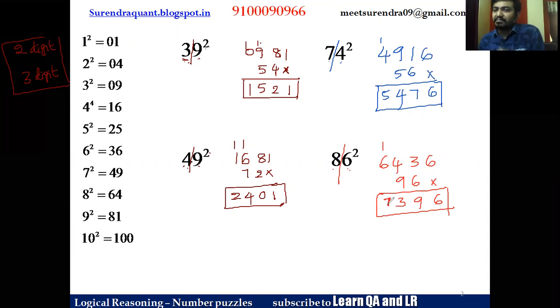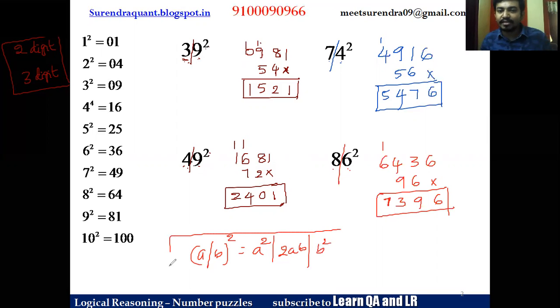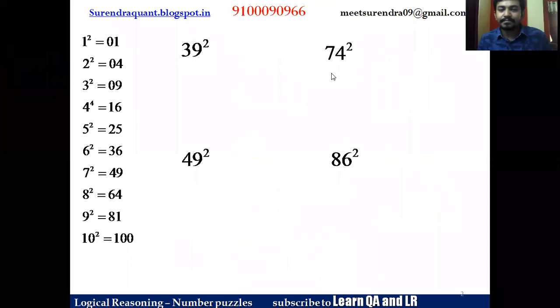Friends, it is a very simple fact. We know the (a plus b) whole square formula, right? When I rearrange this, a square plus 2ab plus b square, you can get all these facts. I don't want to make a lengthy video, so let us cut short. With this way, you can easily find out. Let us do a few more examples.